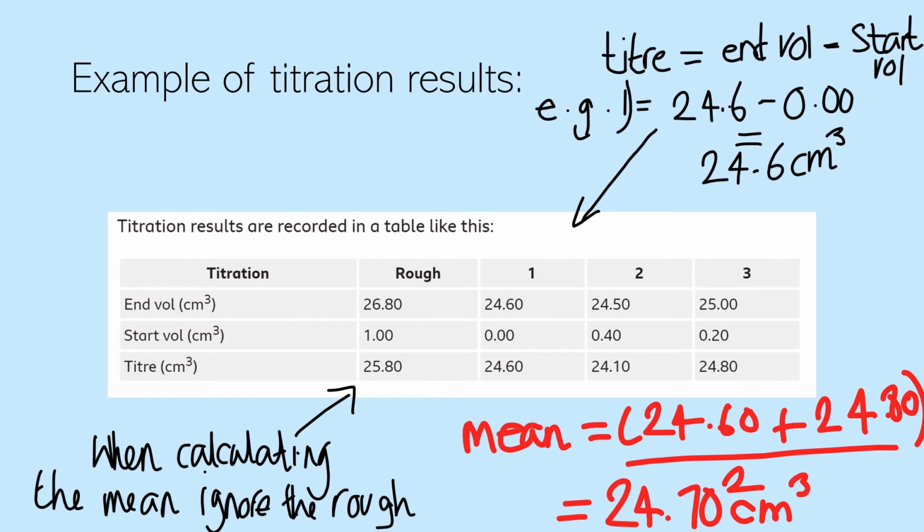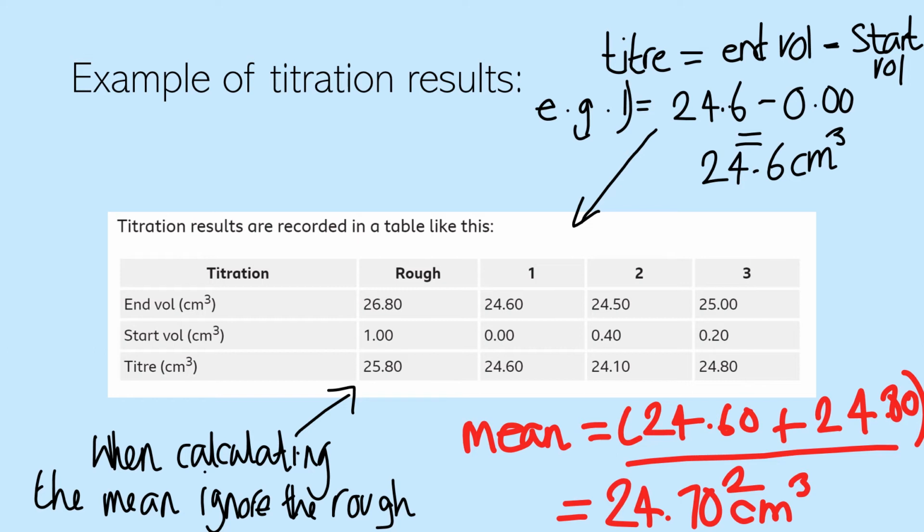So I'm then going to work out the mean volume, and I'm only going to look at the ones that have a really close proximity again. So remember, it's between 0.1 and 0.2 of each other, and I'm going to use these. And you always need to remember to ignore the rough, because this is just to get an idea of how close it would be. So for my mean, I'm going to add up the two values, because in this case there's only two values I'm using. So 24.6 plus 24.8 divided by 2, because that's the number of repeats I had, equals 24.7 centimeters cubed.